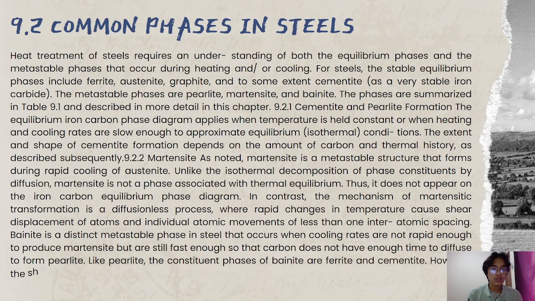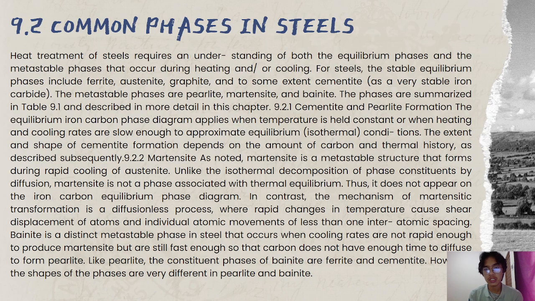6.2 is common phases in steel. Heat treatment of steel requires an understanding of both the equilibrium phases and the metastable phases that occur during heating and or cooling. For steel, the stable equilibrium phases include ferrite, austenite, graphite, and to some extent cementite. The metastable phases are pearlite, martensite, and bainite. The phases are summarized in table 6.1 and described in more detail in chapter 2.1.